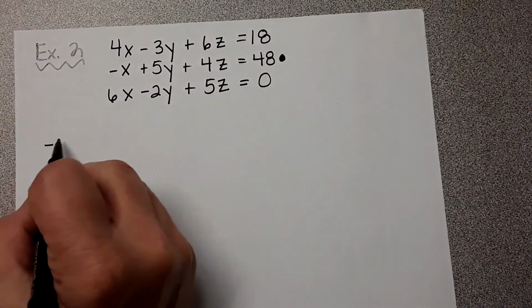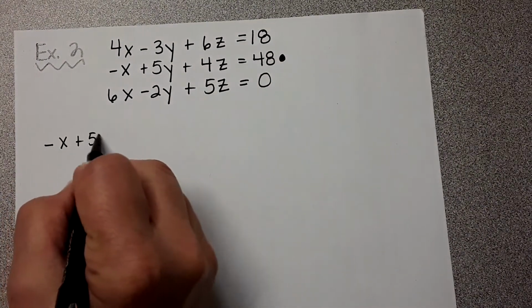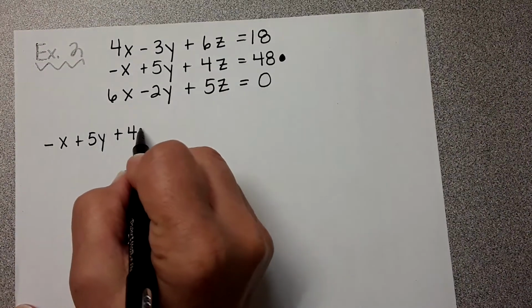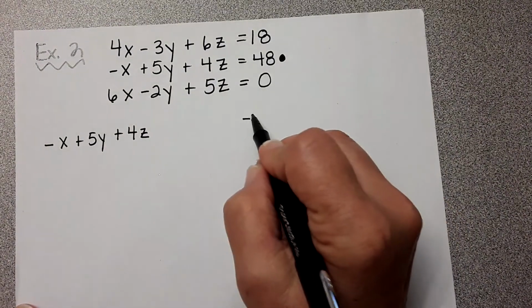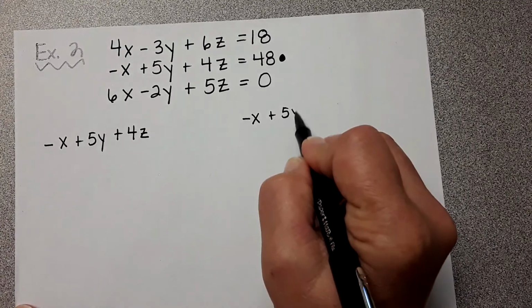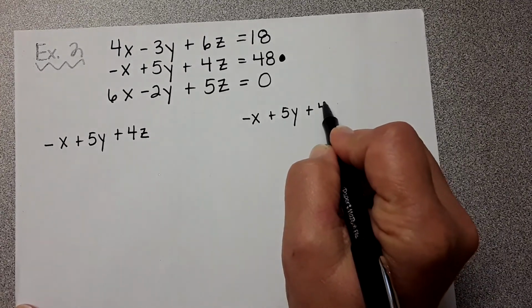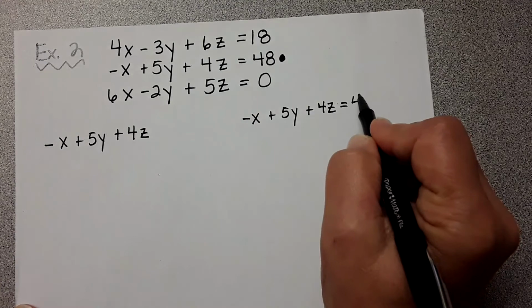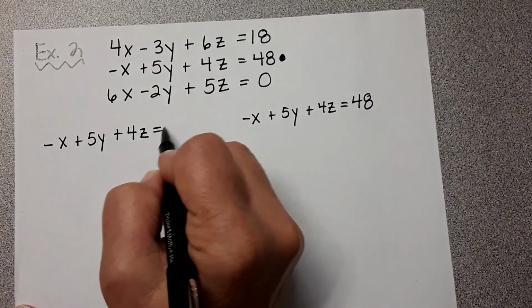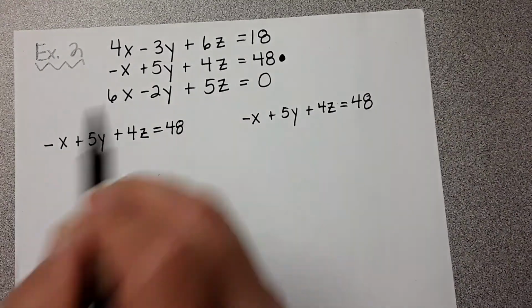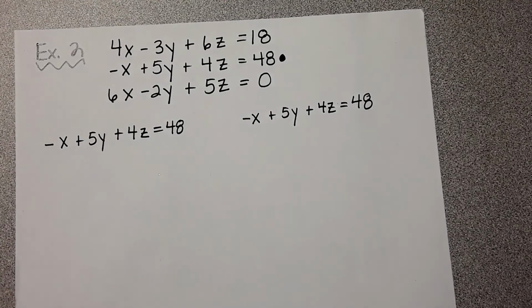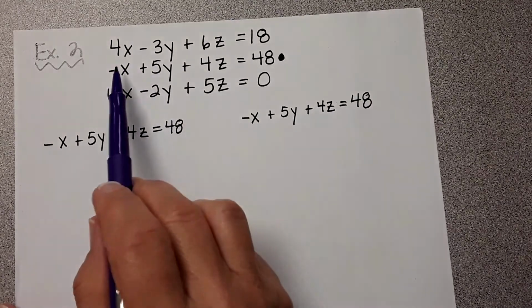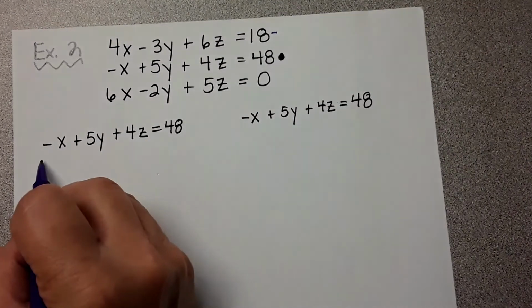So that's the one that I'm going to write twice. So I'm going to write it -x plus 5y plus 4z, and then I'm going to write it again. -x plus 5y plus 4z, and it's really important that you actually write what it's equal to. So that's my anchor equation. Now I'm going to write the other 2 equations underneath it. So I'm going to write the first one underneath here.